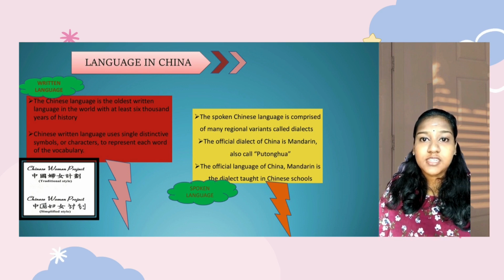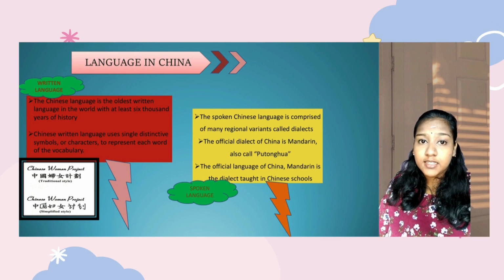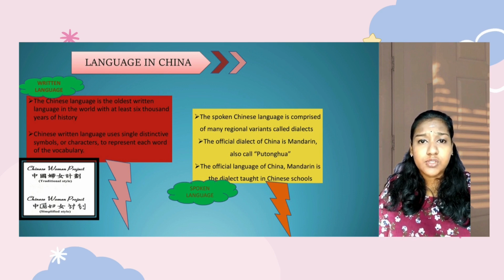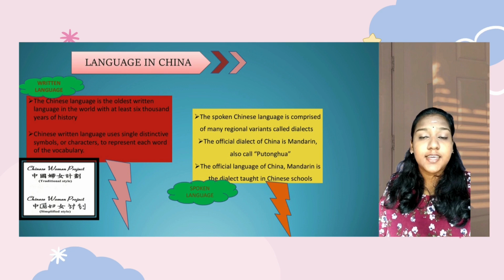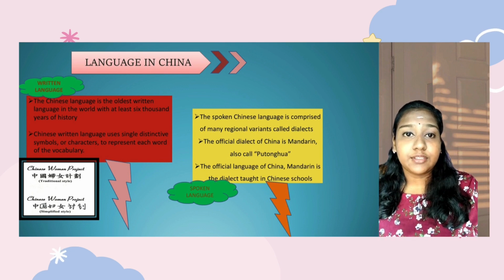The majority of characters are written versions of spoken sounds that have meaning. A large dictionary usually contains 40,000 characters. One must be able to recognize 2,000 to 3,000 characters to read a newspaper. Now, let's see about the spoken language.